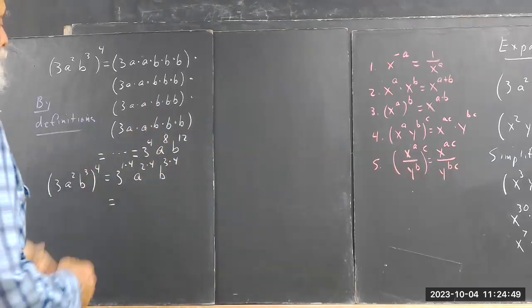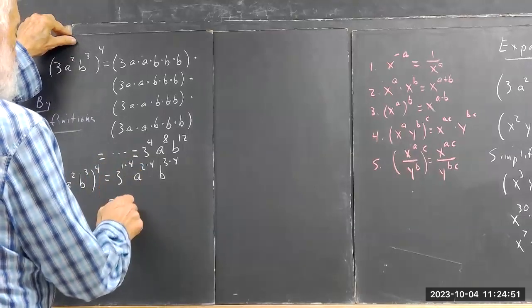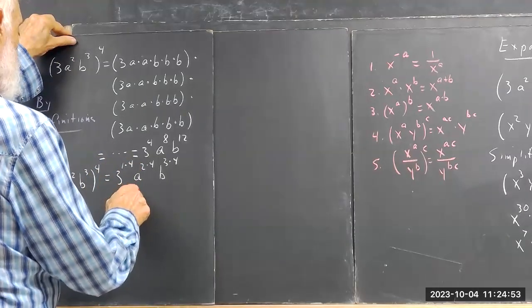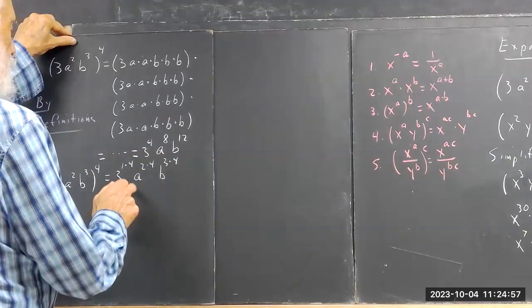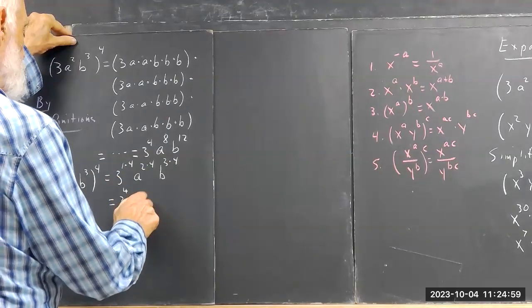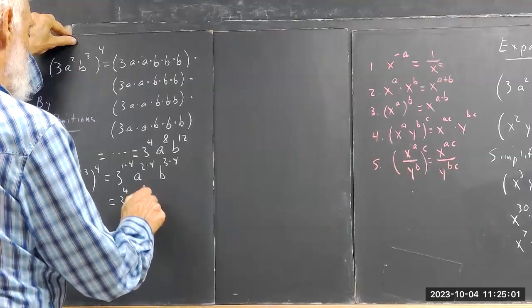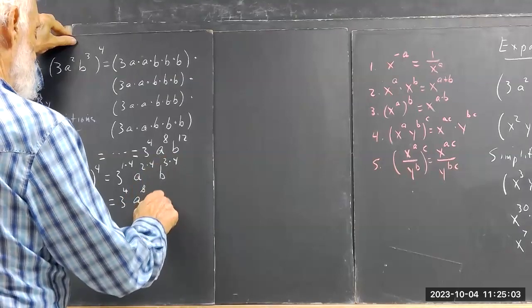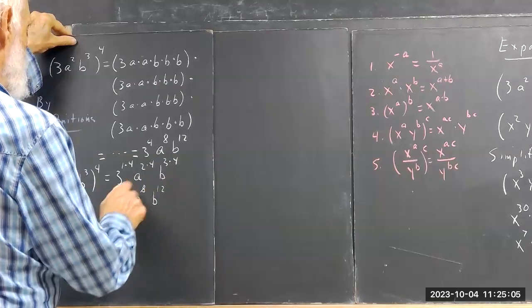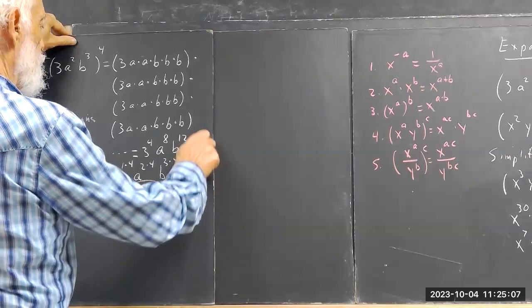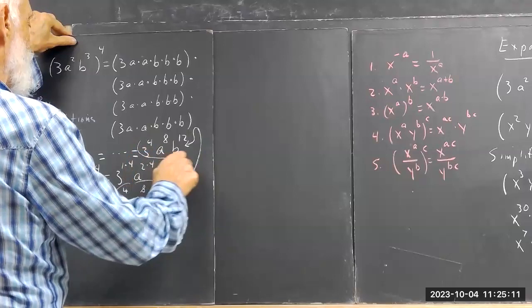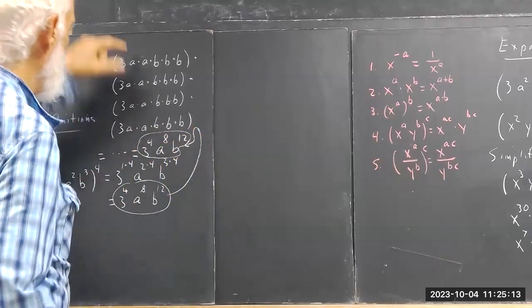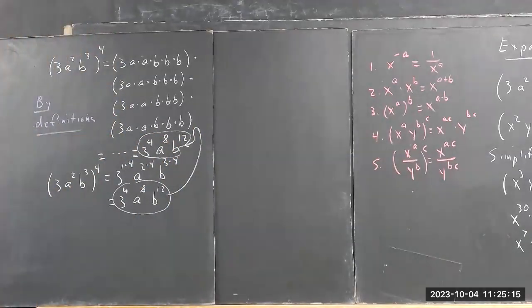We use this rule. Anyhow, when you multiply 1 times 4, that's just 3 to the 4, sorry. And a to the 2 times 4, 2 times 4 is 8. And b to the 3 times 4, that gives us b to the 12. Same thing that we got here. We didn't have to write all this stuff out.